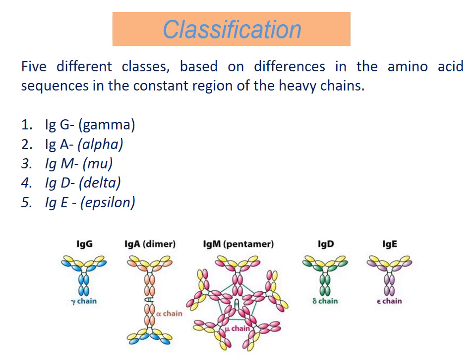Okay, now next, the classification. We have already known that the naming of the immunoglobulin is based on the type of heavy chain present in that particular immunoglobulin, and they are gamma, alpha, mu, delta and epsilon. So the immunoglobulins are G for gamma, A for alpha, M for mu, D for delta, and E for epsilon.